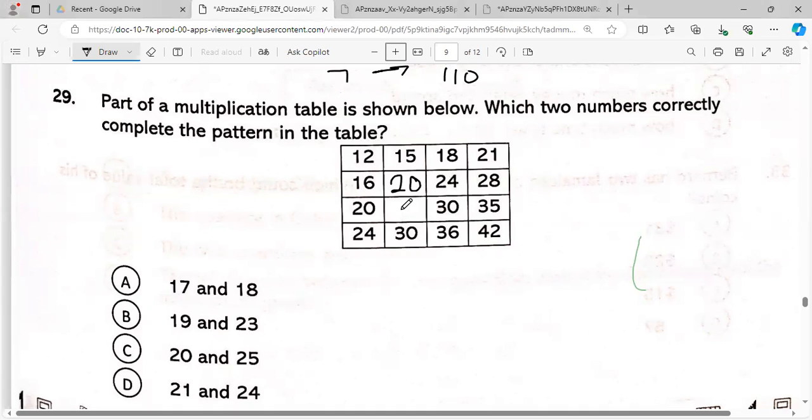What number should go here then? 25, sir. Because it's adding 5 each time. Yeah. It's multiples, guys. Remember we did that at summer school?